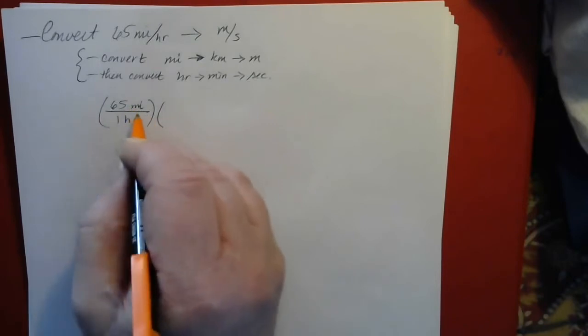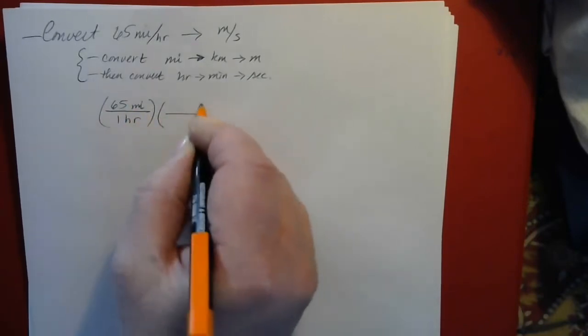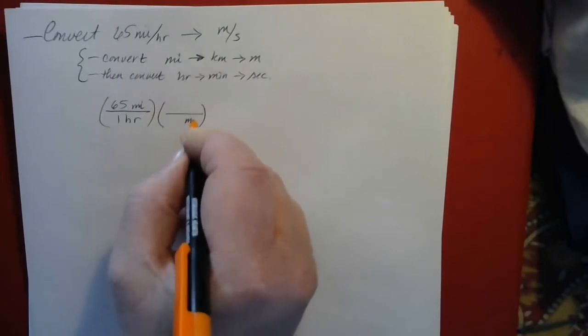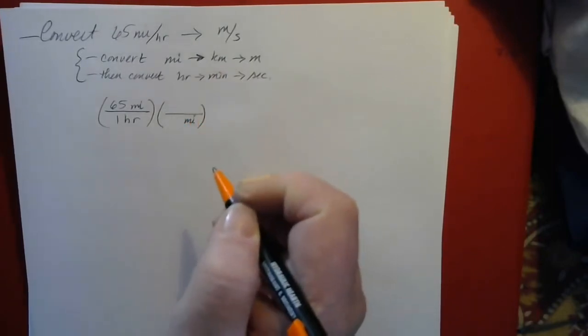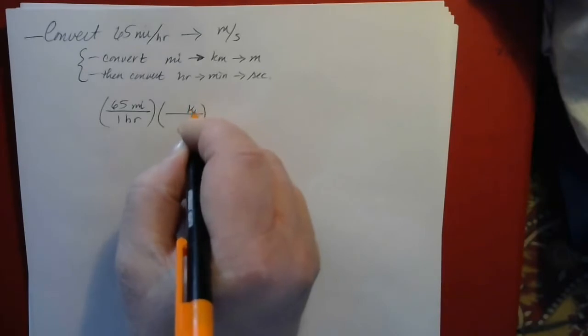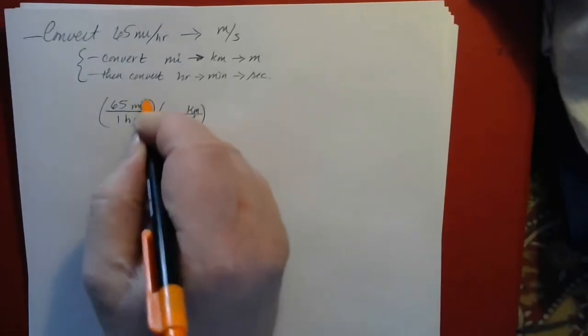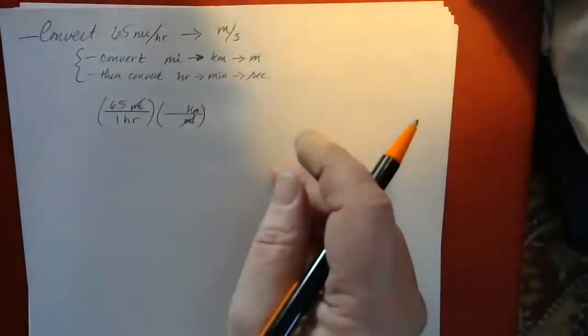Okay, so 65 miles per hour. First, the conversion factor between miles and kilometers. First of all, we know that miles are going to need to go in the denominator and kilometers are going to need to go in the numerator so that miles will cancel out. And then don't forget the numbers. The sheet says that there's 0.621 miles for every kilometer.